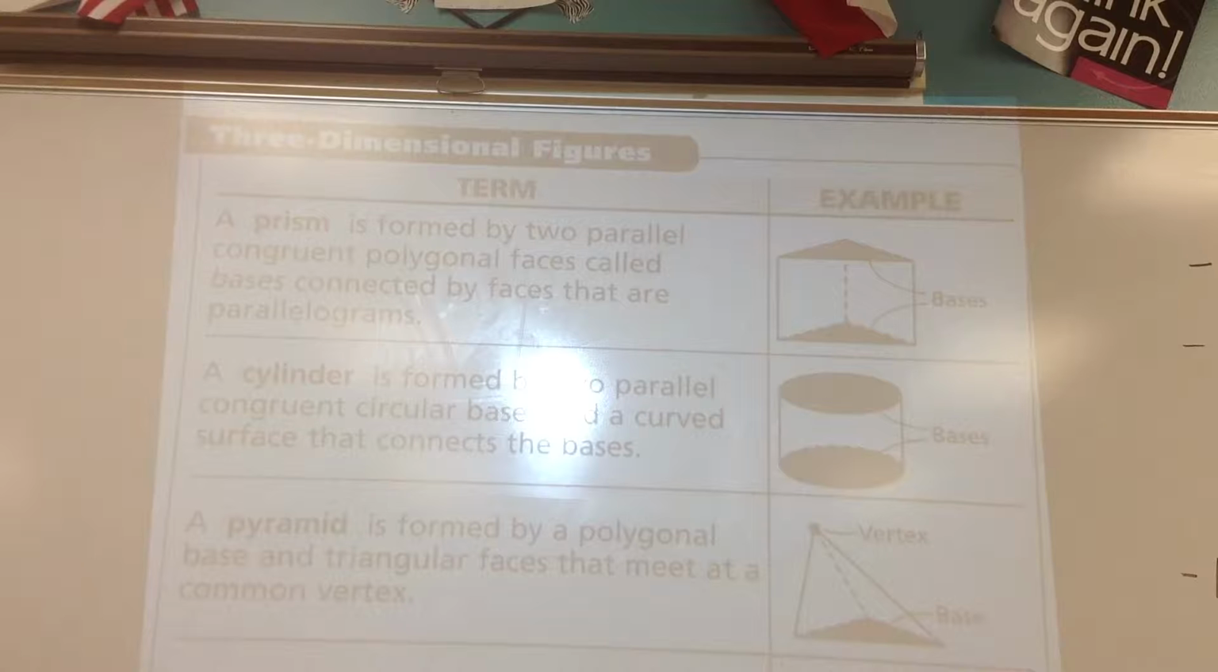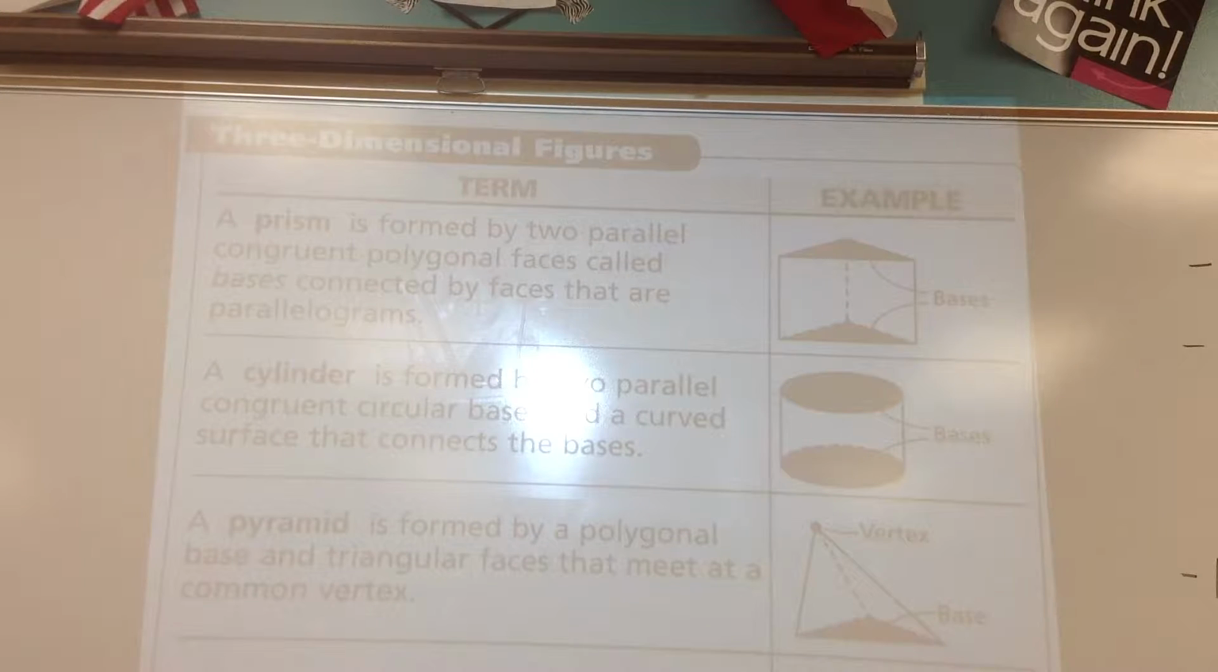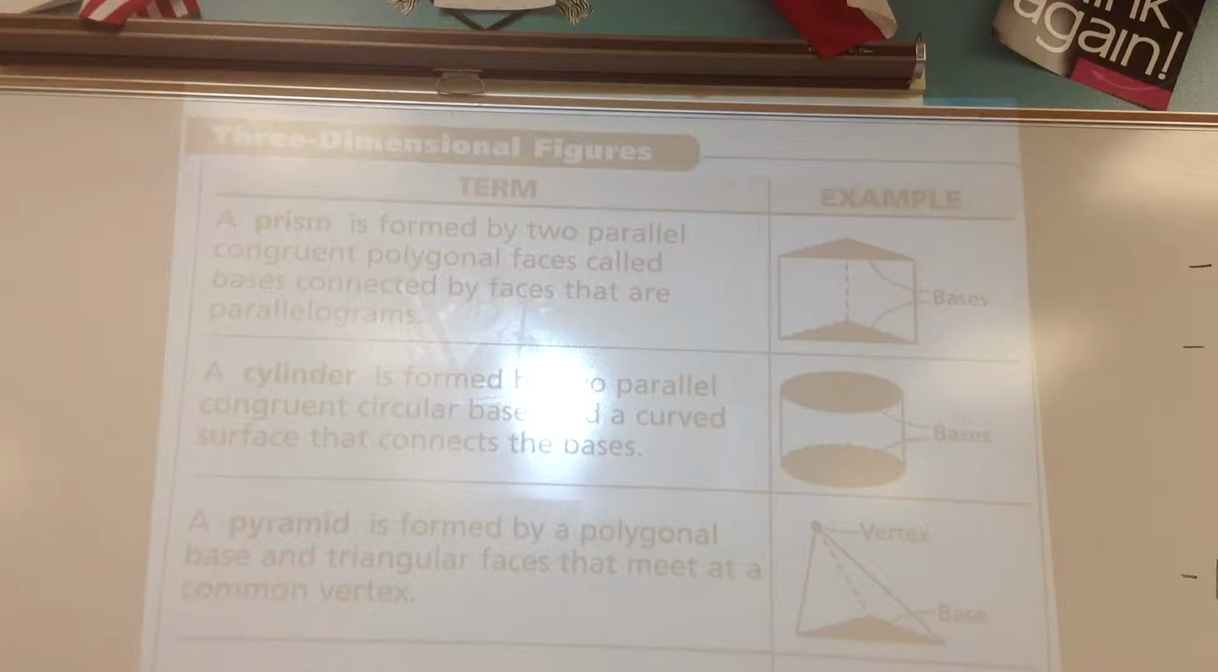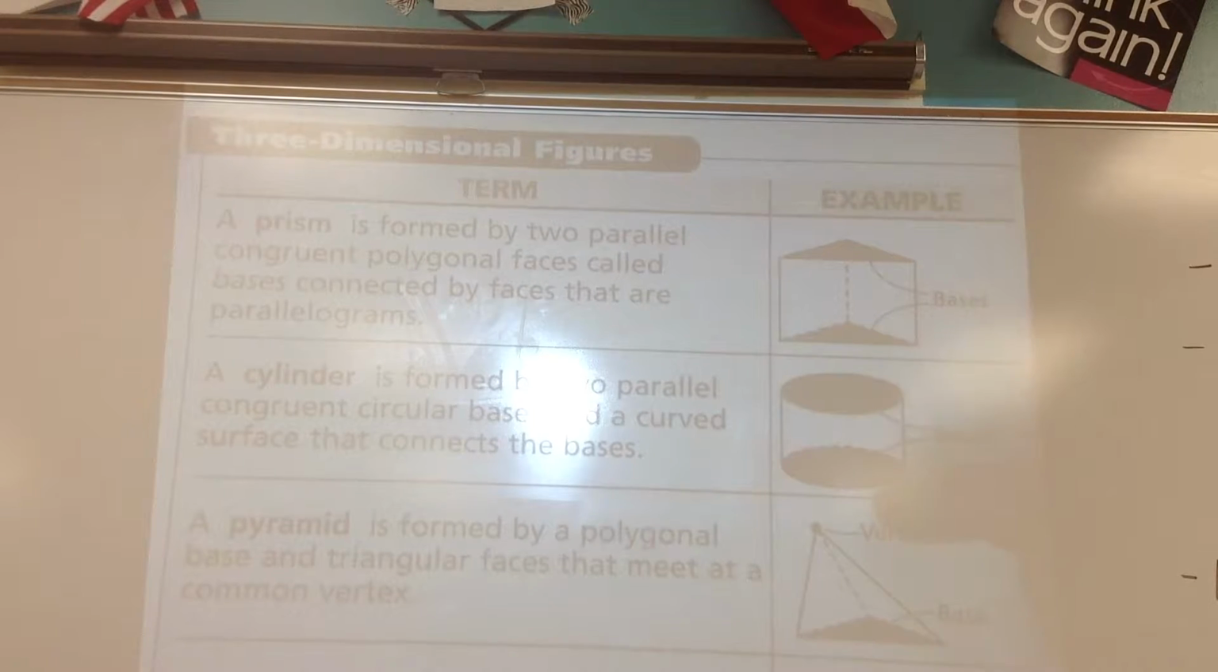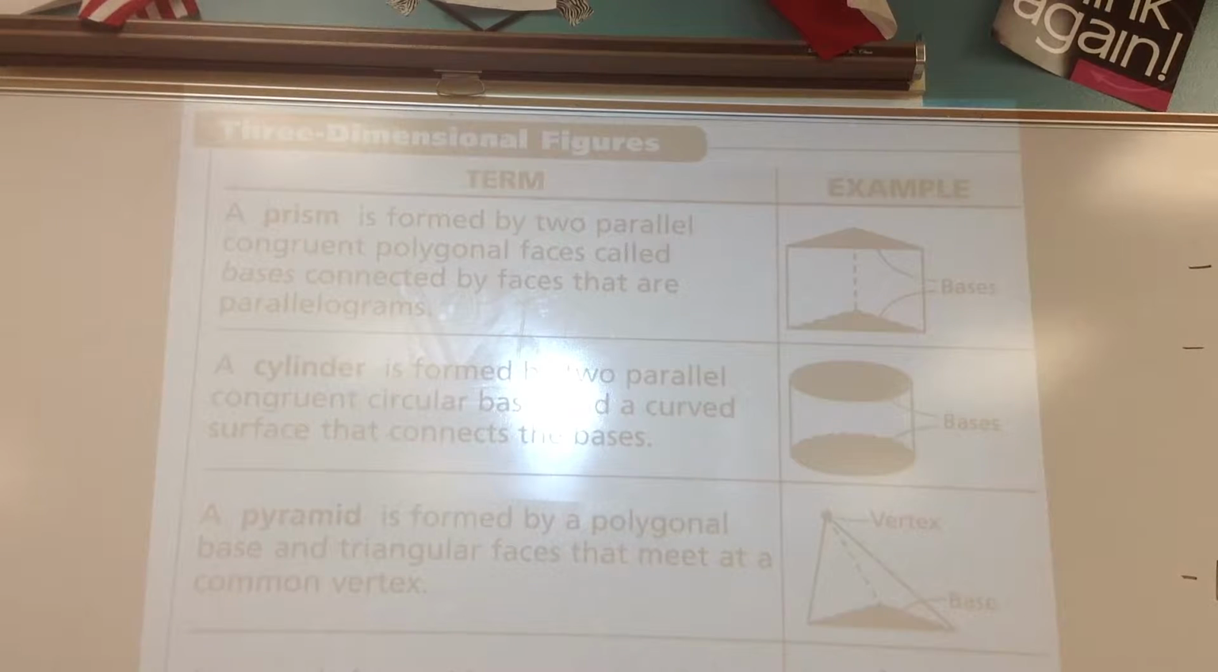If you were to have a circle for your bases instead of a polygon, we would call that a cylinder. A cylinder has two circular bases, and it is connected by one lateral face, and it's curved. If you were to cut that apart, it's going to look like a rectangle that's wrapped around, kind of like if you were to cut up a toilet paper roll.